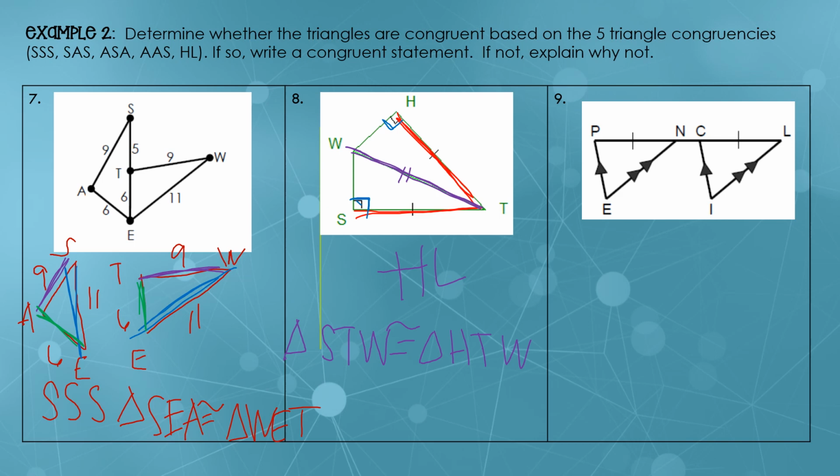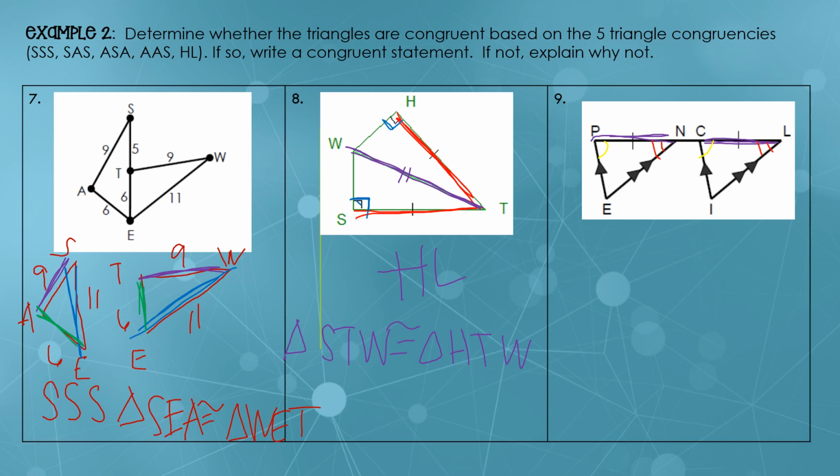All right, and number 9, we have PN and CL marked congruent. We also have that PE and CR are parallel. That means we have a pair of corresponding angles. Angle P and angle LCI are going to be congruent because they're corresponding angles. We also know that NE and LI are parallel. So that means angle PEN and angle L are congruent because they're corresponding angles.